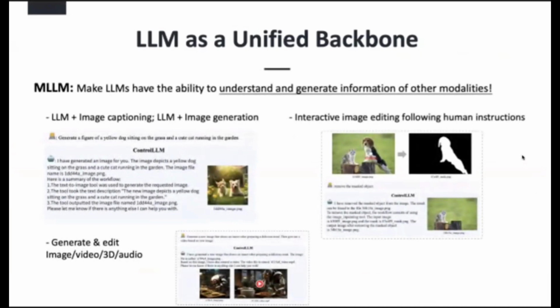Here's another example for large language models with the image modality. A common goal is to make the large language models able to understand and generate information of other modalities. If we achieve this, we can use the unified system to achieve image captioning, ask the large language model to generate images, or perform interactive multi-round image editing following human instructions. Also, we can generate and edit different modalities such as image, video, 3D, and audio.